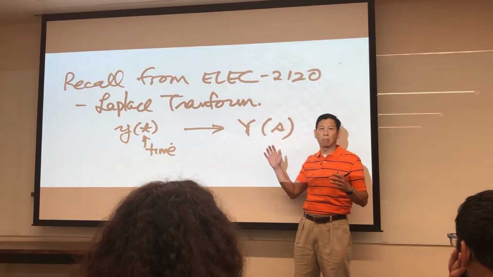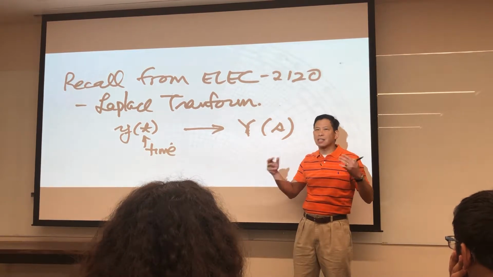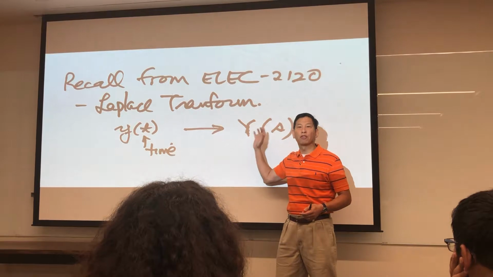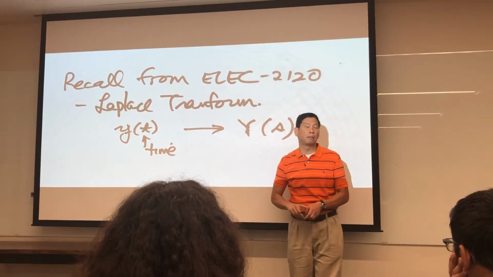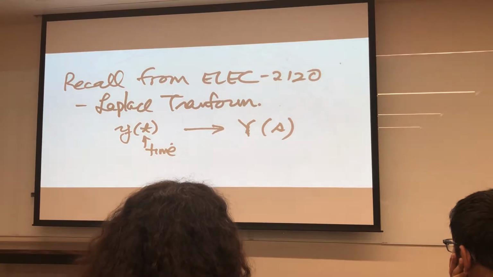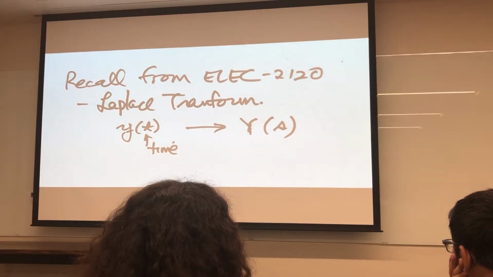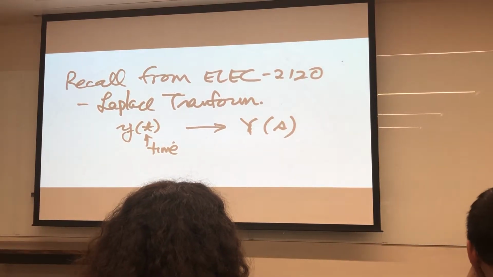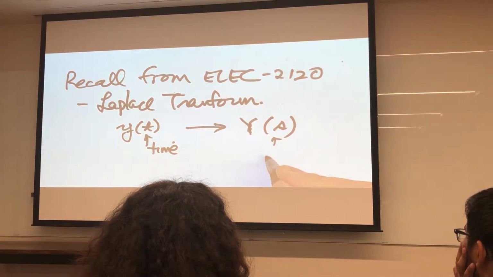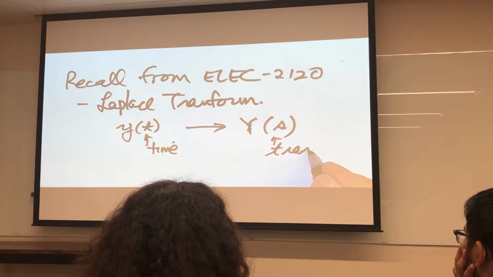So the Laplace transform is just translating something into another domain where life might be easier. And for us, the Laplace transform is going to make our life a little bit easier because the math is going to be a little bit easier. So this is what we call the transform domain. It's a transform variable.